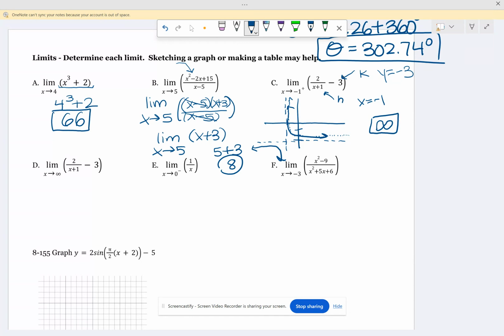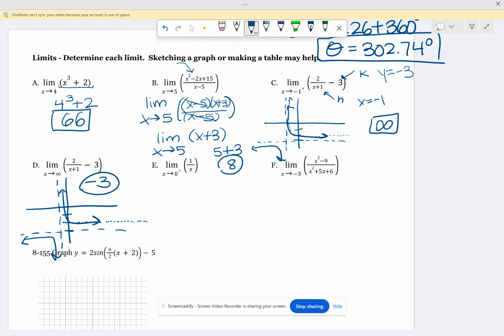For the next problem, I'm looking at the same exact graph, so -1 and -3. I'll draw my branches. Now the question is asking, what's the limit of f of x as x approaches infinity? So as my x values get larger and larger and larger, what are the y values approaching? And the answer is -3.